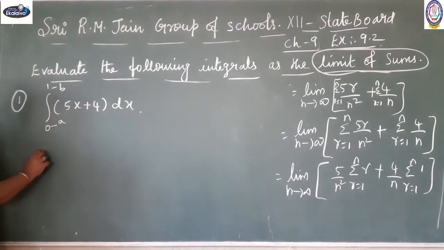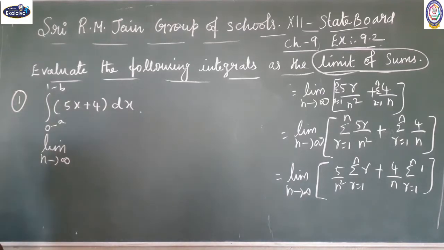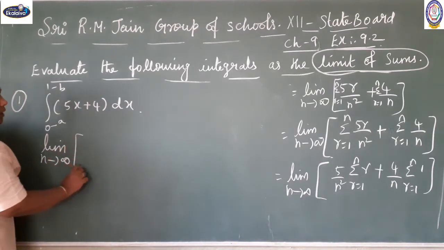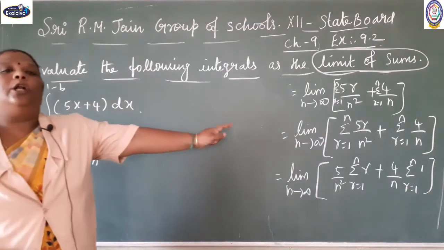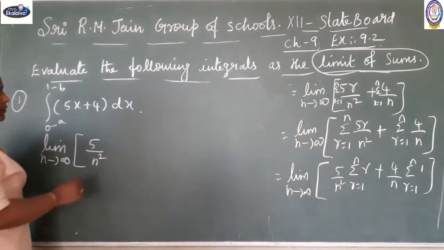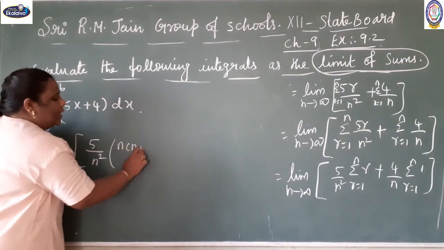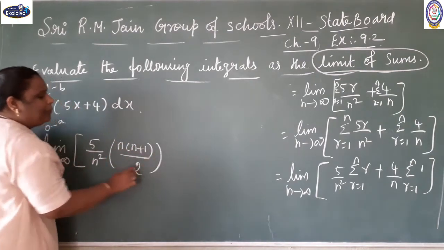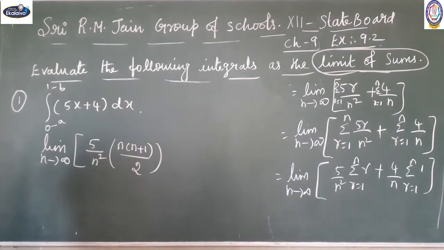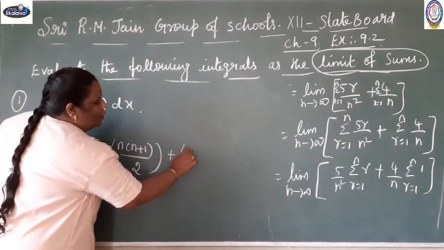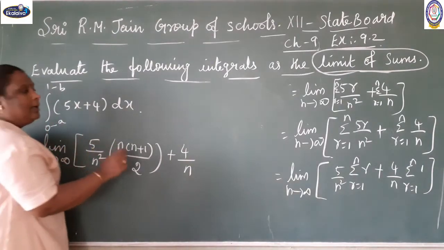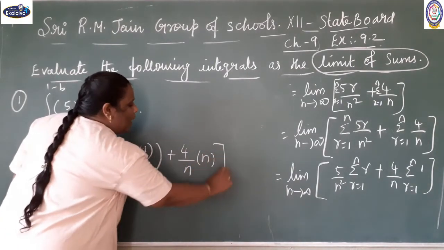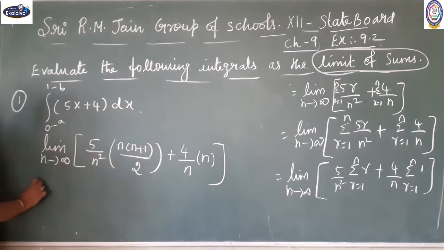Limit n tends to infinity, 5 by n square into sigma r equal to 1 to n of r, plus 4 by n into sigma r equal to 1 to n of 1. We already saw the formula for this: n into n plus 1 by 2. And sigma 1 is nothing but n.